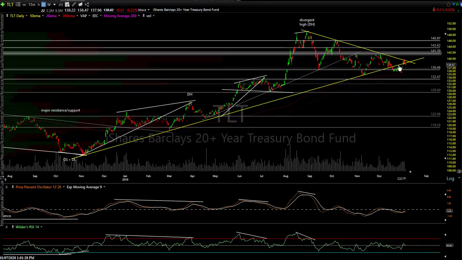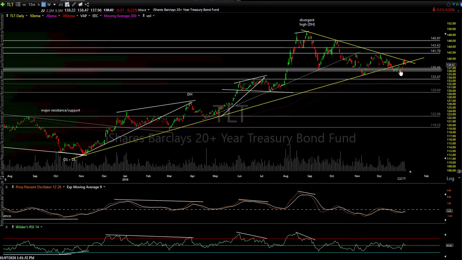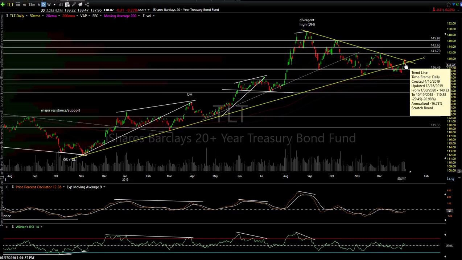Again, we're sort of at the apex of this triangle here. We broke down below it, and we're back testing from below. So you can see we're back testing really the uptrend line from below, as well as this downtrend line. Just from the look of this chart and the posture of the indicators, I would say quite possible leg down like that.